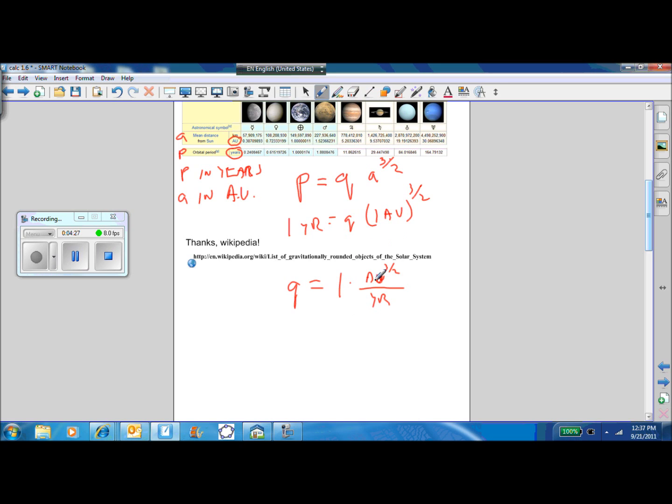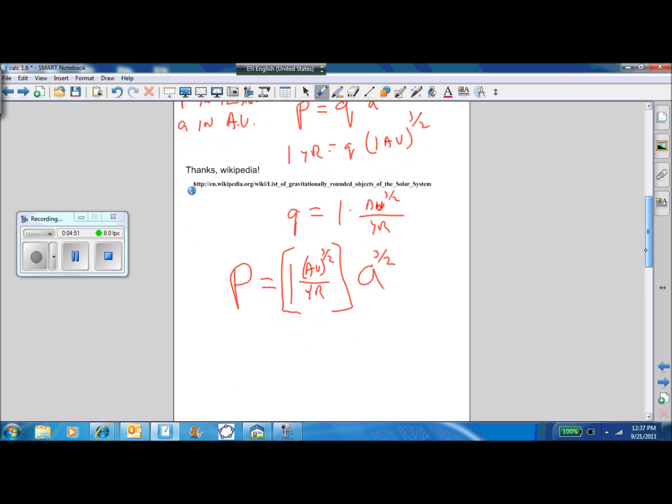So strange units on it. And basically our formula then becomes the period equals 1 astronomical unit cubed, or to the 3/2 over a year. That's our constant of proportionality, times the mean distance to the sun to the 3/2.